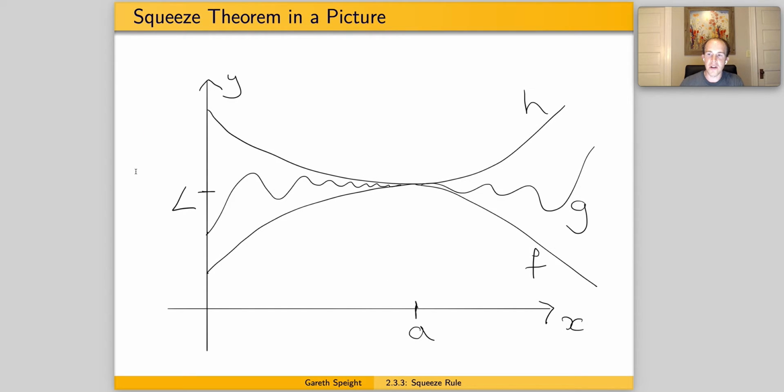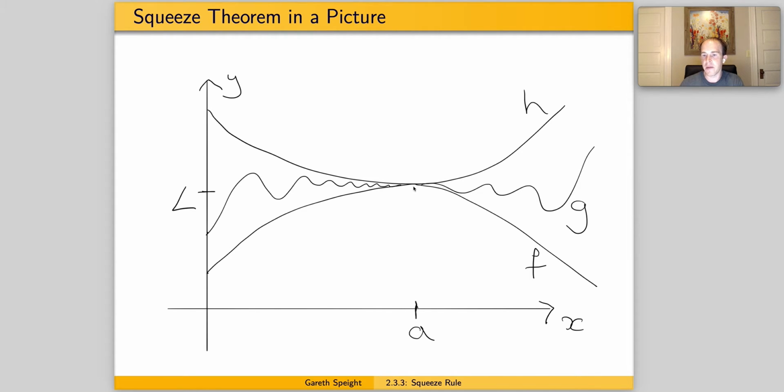Okay, so here's the squeeze theorem in a picture. So we have a small function f, which is relatively simple. We have a large function h, which is relatively simple. And then we have a function in the middle, which is somehow squeezed, called g. And it's squeezed in such a way that at the limit point we're interested in, all three functions have the same limit.